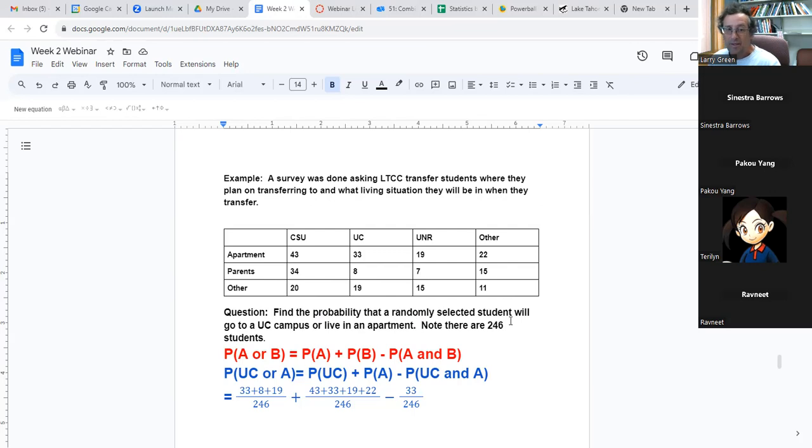So we want the probability that the randomly selected student will go to a UC campus or live in an apartment. Here's a very important formula: the probability of A or B. Is that 2 different answers? No, there's only one answer to this. There's a probability that one of these 2 things or both will happen.